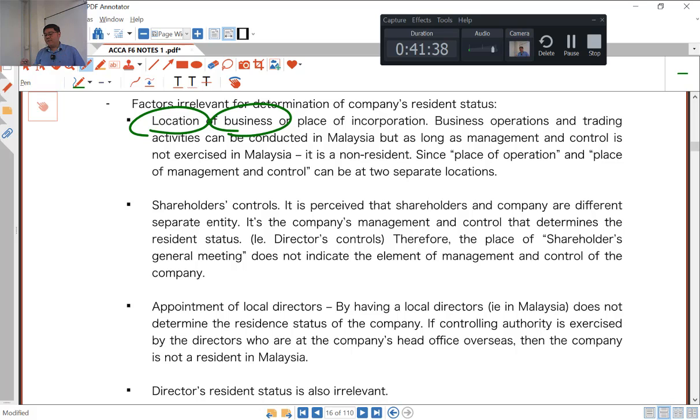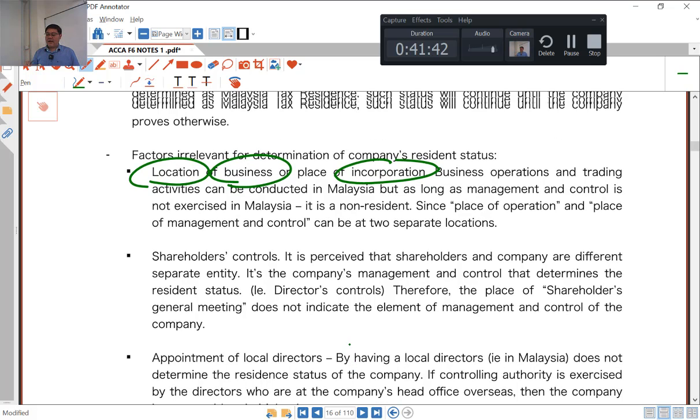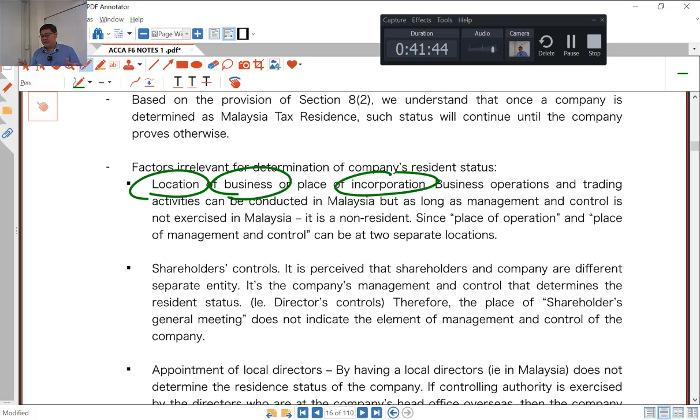Now, in fact, where you register the business is also not important. That means you can have a Limited, which means you're not a Malaysian company. For example, you can have an XYZ Private Limited. Let's say this is a company incorporated in Singapore, okay? But it can still be a resident company. How? You just have to come to Malaysia to have a board of directors meeting. All right? You just have to do it, okay?